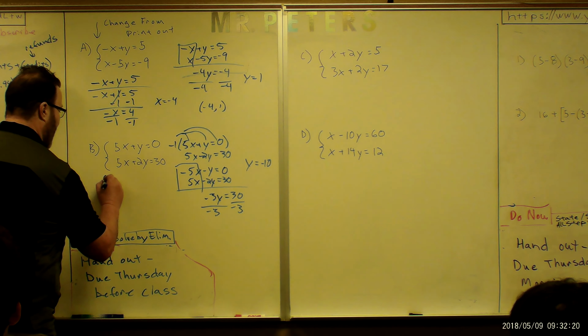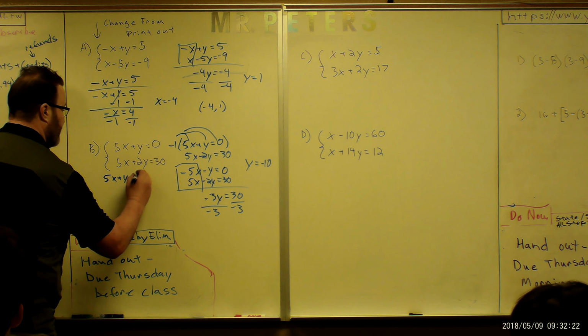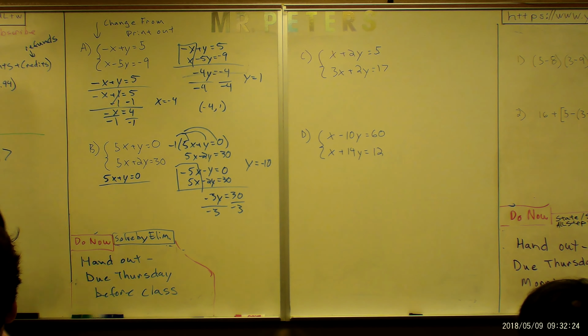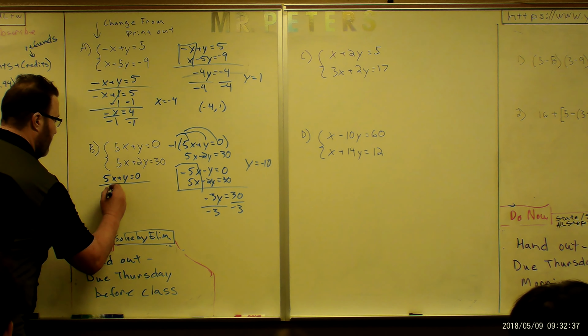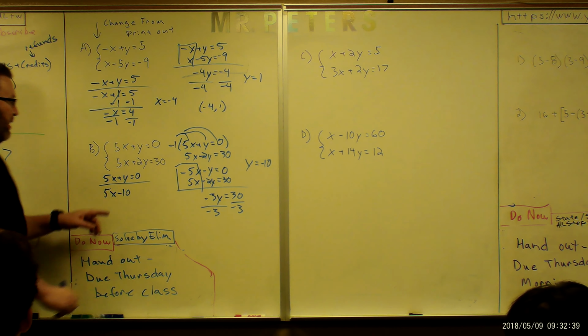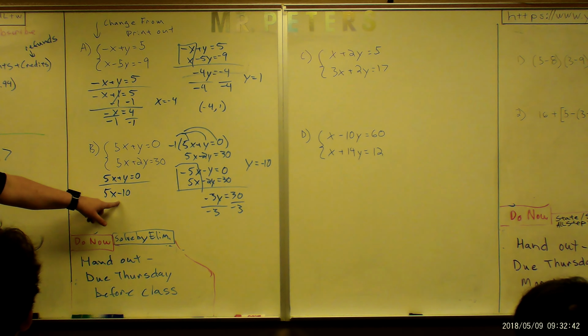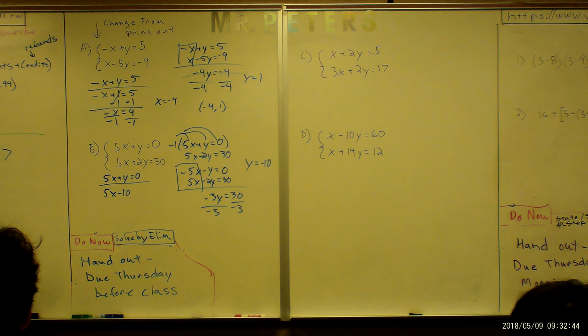the y. So rewrite the problem. 5x plus y equals 0. Draw a line underneath it. What's my y? Negative 10. Okay. Now, how do I want to enter that negative 10? 5x minus 10. Yeah, because I could put this in parentheses, but the minus is going to overtake the plus, right? Does everyone see that, or would you rather have it in parentheses?